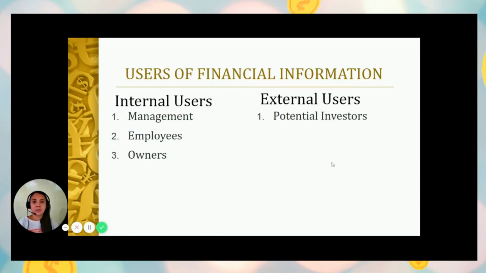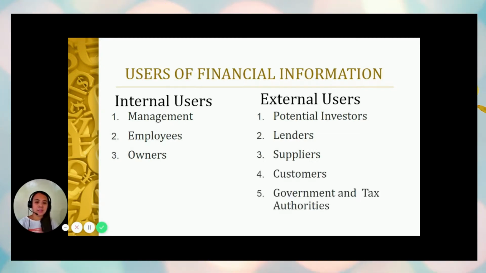Now, for the external users, we have the potential investors, lenders, suppliers, customers, government and tax authorities, and also the public. External users are individuals and organizations outside a company who want financial information about the company. These users are not directly involved in the managing and operating of the business. And actually, two of the most common types of external users are the potential investors and the creditors.